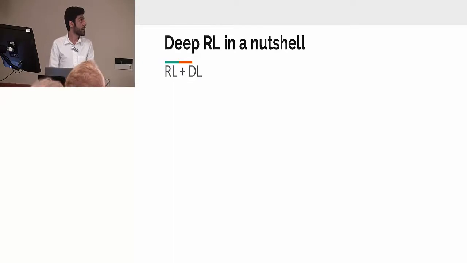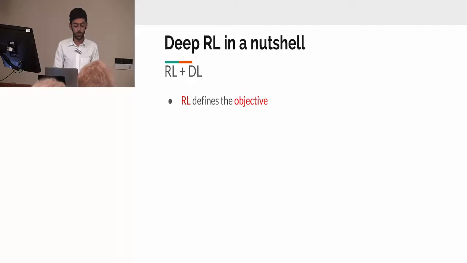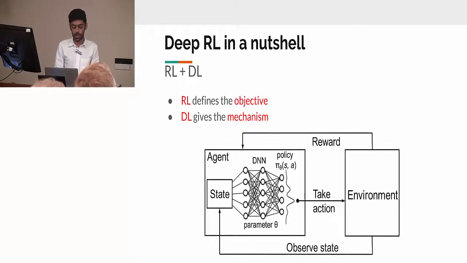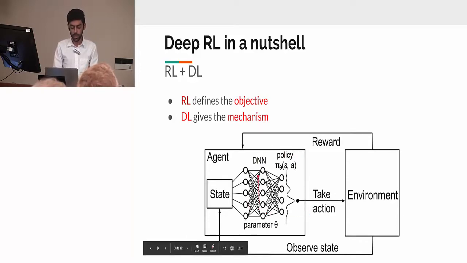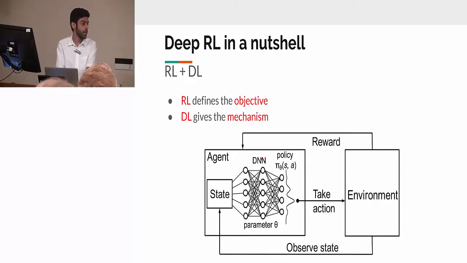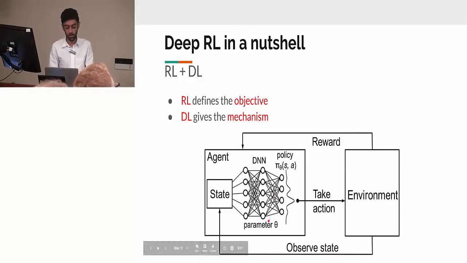Deep reinforcement learning is the combination of reinforcement learning and deep learning, meaning that reinforcement learning will define the objective that we want to solve, and deep learning will give us the mechanism. This is an example of a deep reinforcement learning system, where the agent's policy in this figure is modeled by a deep network. So any element of an RL agent, policy, model, or value function, every one of them can be modeled with a deep neural network. Here in this figure, the policy is modeled by a deep neural network.